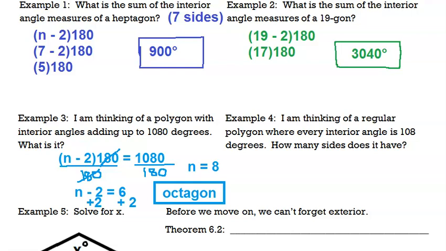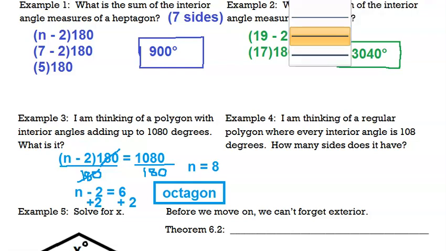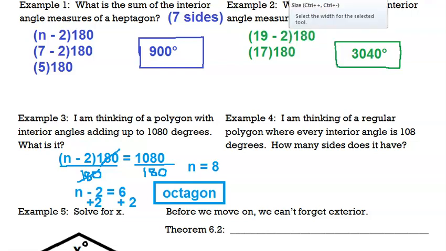All right, so example 4 is probably going to be the toughest one here because the setup is going to be different from the others. So pay close attention if you haven't been up to this point. Example 4 is definitely going to be the hardest one. I am thinking of a regular polygon where every interior angle is 108 degrees. How many sides does it have?